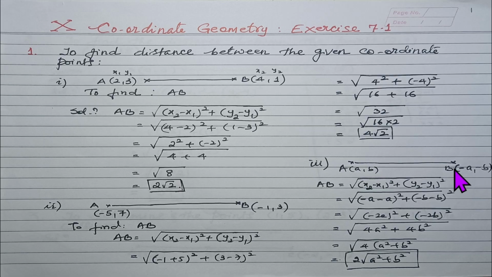Now the distance formula is AB is equal to square root of (x2 minus x1) whole squared plus (y2 minus y1) whole squared. So it is (minus a minus a) whole squared, then (minus b minus b) whole squared, that is minus 2a squared plus minus 2b squared. So it becomes 4a squared plus 4b squared. That means 4 is common, taking 4 outside, a squared plus b squared. So square root of 4 is 2. 2 times root of a squared plus b squared is the distance AB between the two coordinate points A and B. I think you can solve the second example yourself.